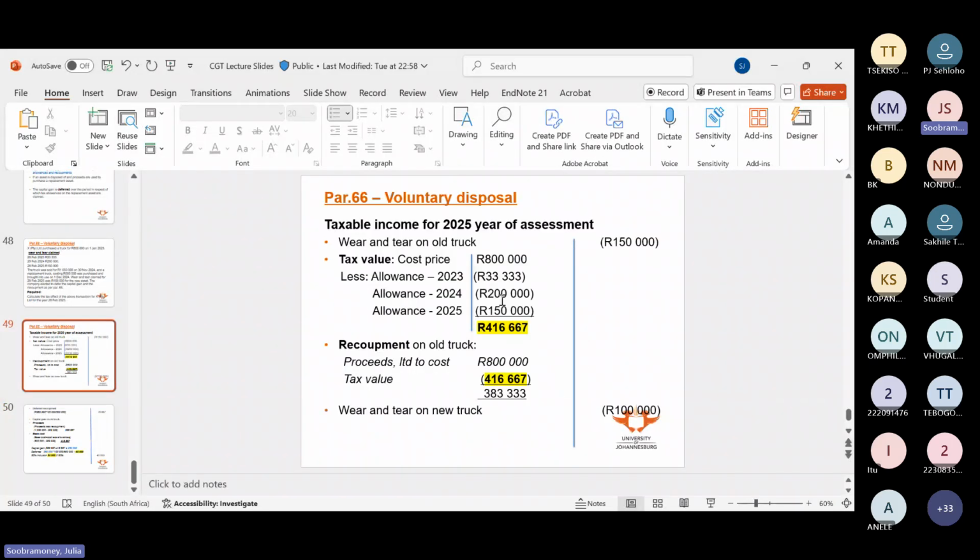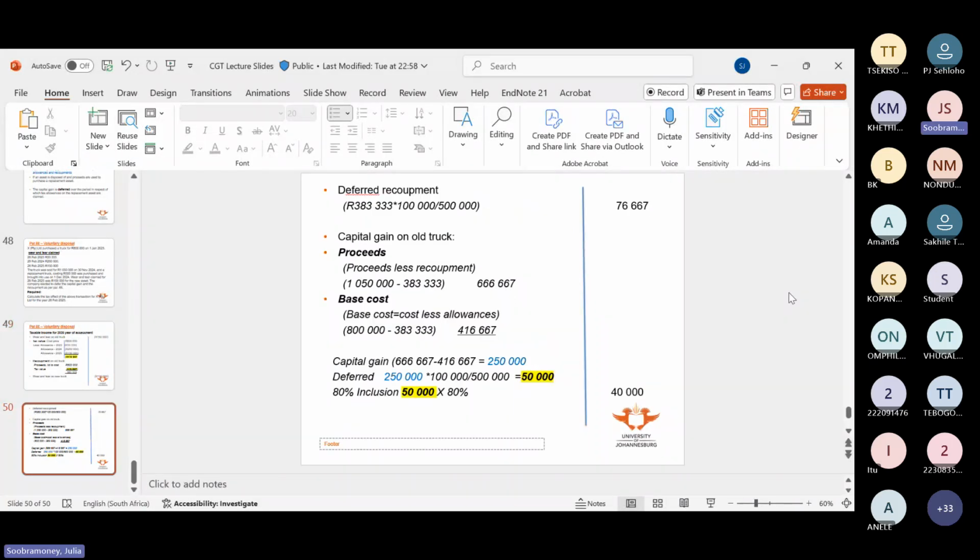You need to add them all up and then you minus it against the cost price to give me a new base cost of 416,667. Now we said that it's deferred, right? So what is my final gain? My final gain is going to be the 666,667 less my base cost of 416,667 to give me a final gain of 250. But now I'm going to defer it.